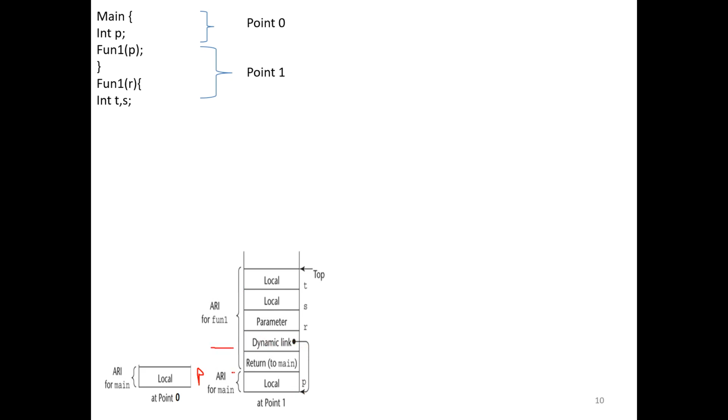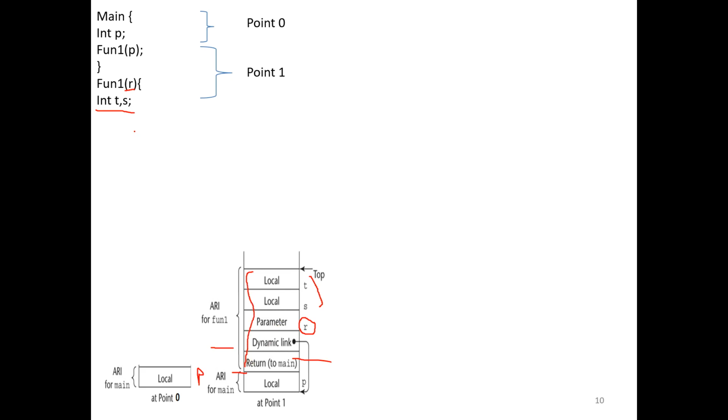Another record is created. What are all the things? Return to main. When the function is executed, it has to go back to main, so a return address is required. Then a pointer to the previous record. Then the parameter sent, the parameter name is r. Then the local variables used are t and s. So these are the different pieces of information maintained in the activation record: return address, a pointer, the parameter, and local variables.